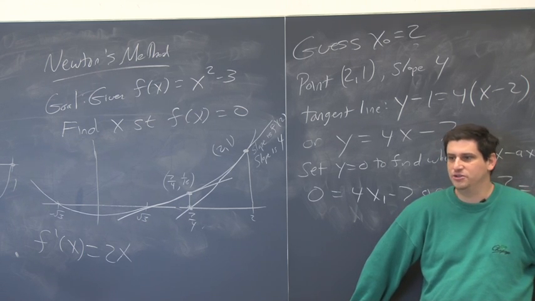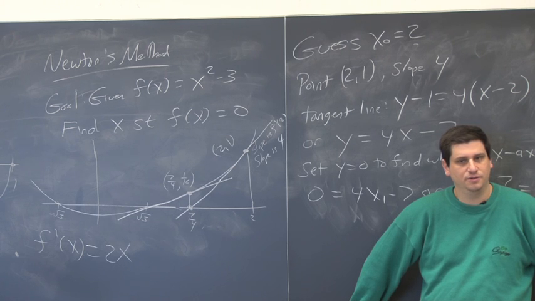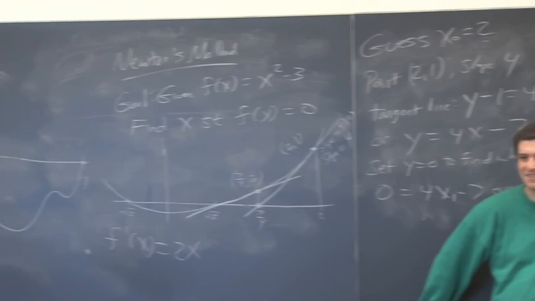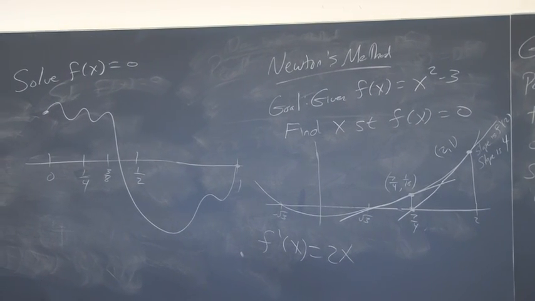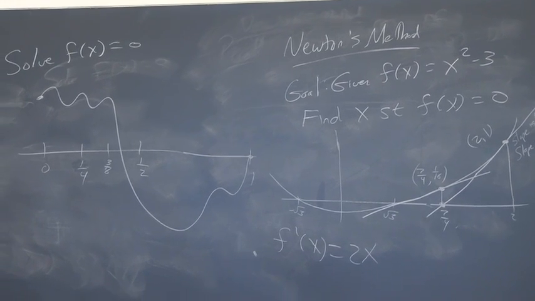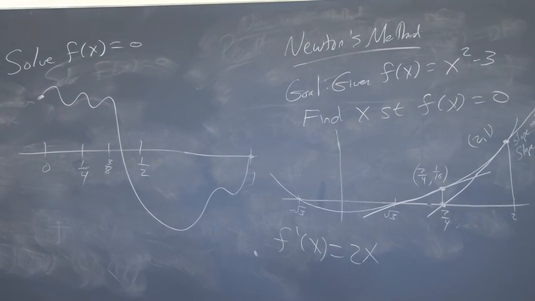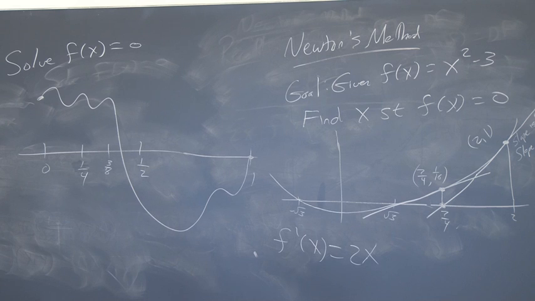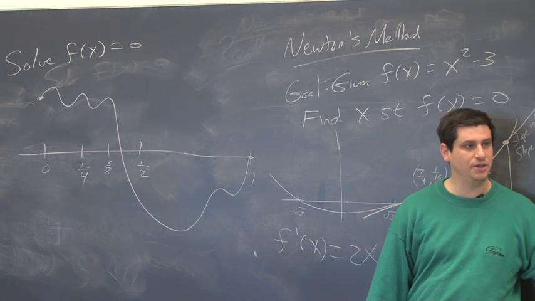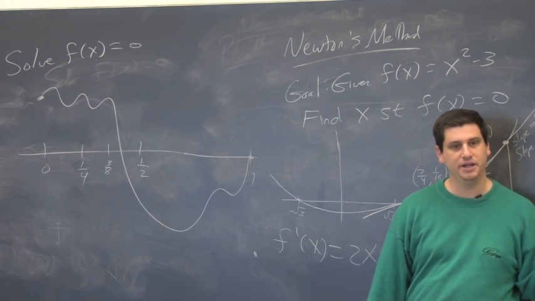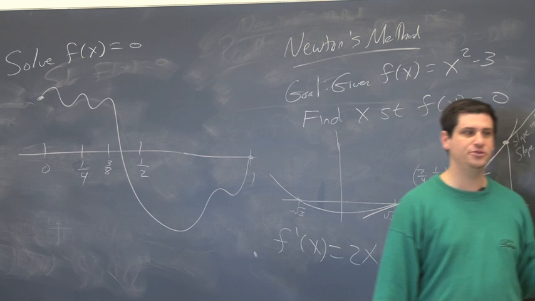Why is Newton's method basically just destroying divide and conquer? Yes? Divide and conquer doesn't take into account the shape of the curve. In what sense? I need a specific word. What does Newton's method use that divide and conquer doesn't? The tangent line, differentiability. So if I have a function that's not differentiable, I can't use Newton's method. But if I have a function that's differentiable, I can use Newton's method.